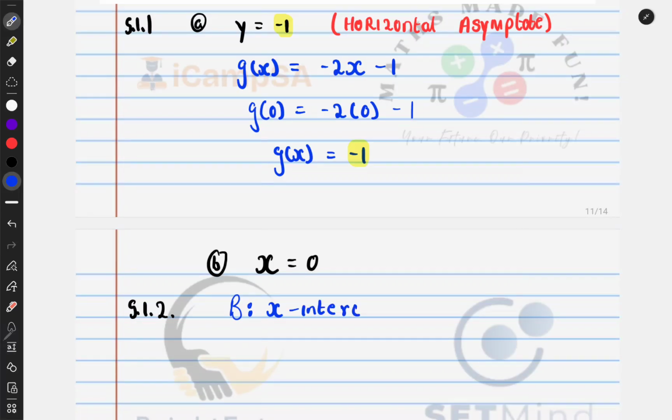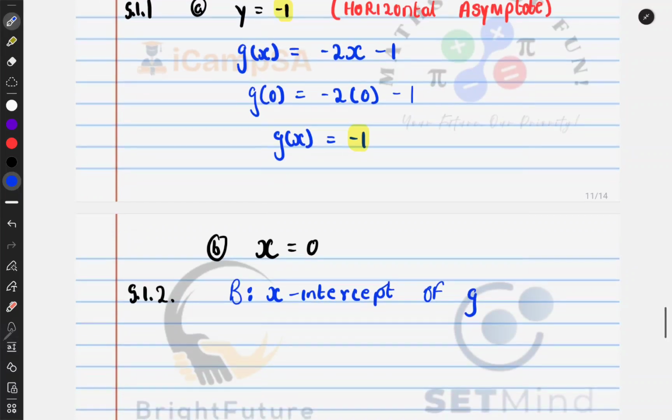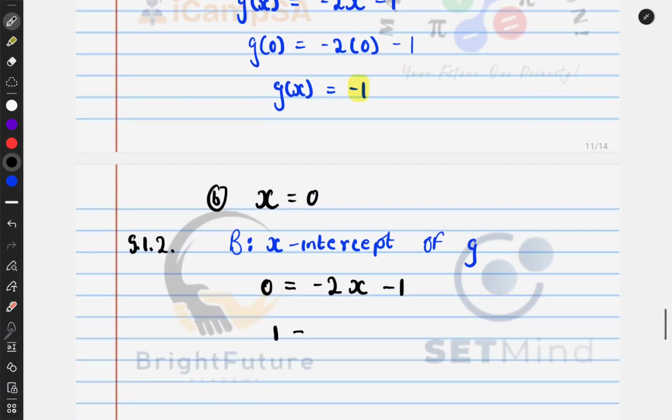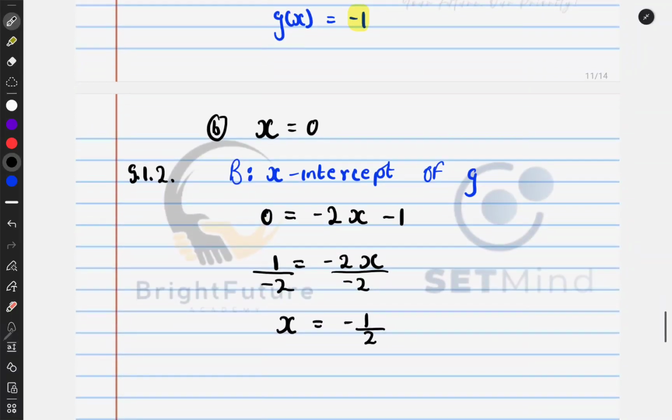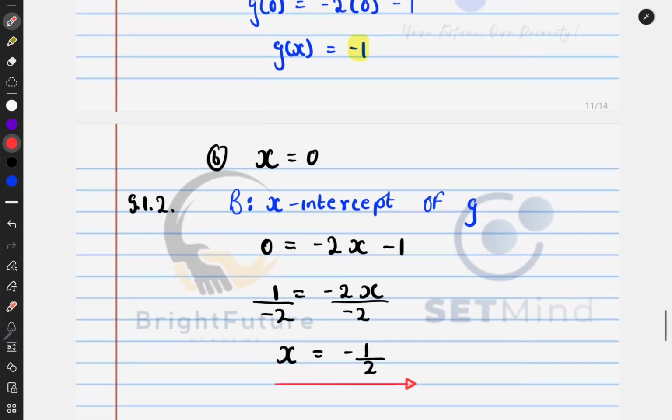5.1.2, and we're saying B is the x-intercept of g, the graph of g. Okay, and then y is equal to 0 for the x-intercept, so we're gonna have 0 is equal to -2x minus 1. We have to solve for x. We're gonna have 1 is equal to -2x. We divide by -2 on both sides. x is therefore equal to -1 over 2, and there you have it.